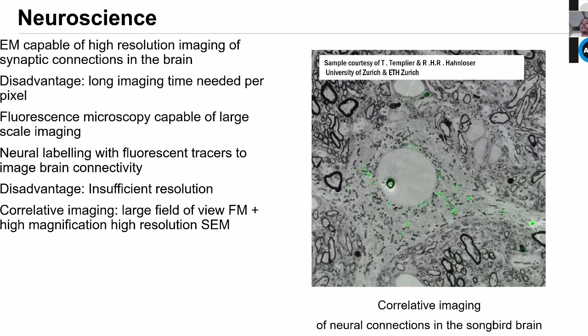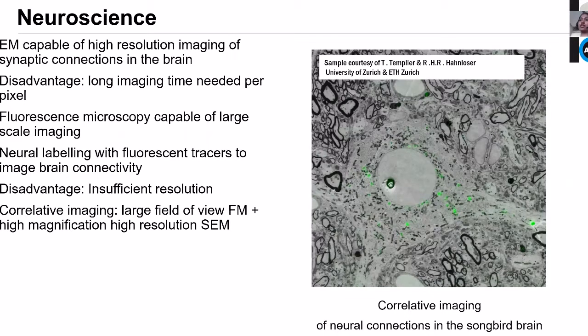And on the right here, you can see what a resultant image might look like. This is an example of a correlative image of neural connections inside the brain of the songbird. The green spots that you see here are the fluorescence from the neural tracers, visualized in context of the ultrastructure of the brain, using contrast from the electron microscope.